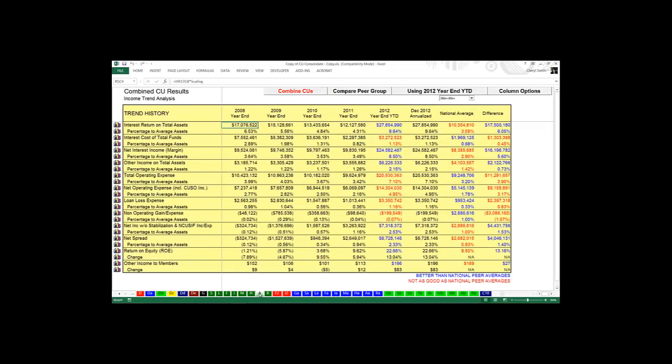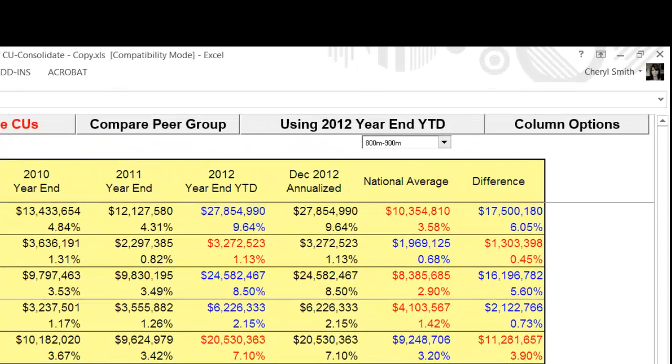The Income Trend Analysis chart helps you to analyze and compare major income trends. In the Income Trend Analysis chart, you can review interest return on total assets, and you can compare the hypothetical combined credit union's performance against national income data for credit unions of a similar size. You can select the data which will serve as the basis for comparison. Blue indicates that this is an area where the combined credit union's performance exceeds the national peer data. Red indicates that this is an area where your credit union's performance is below the national peer data.